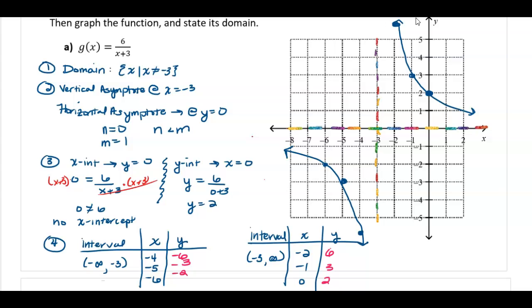And there we have it. We have found the domain. We have found and sketched the asymptotes. We have plotted the x and y intercepts. And we have plotted points on the test intervals. So it is a long process, and we have quite a few more to do with these.